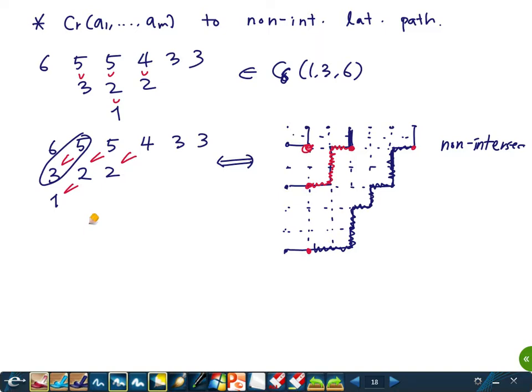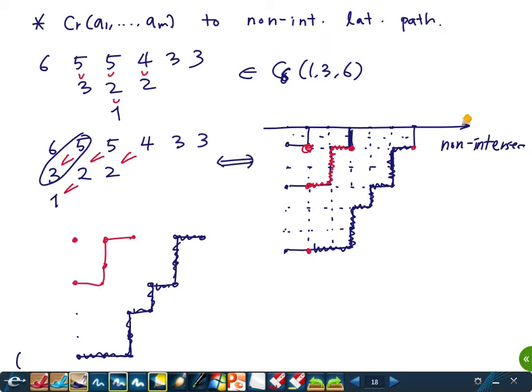So let me rewrite this. I just use this part. Okay, now let's look at the coordinates of this. Let me write this first.